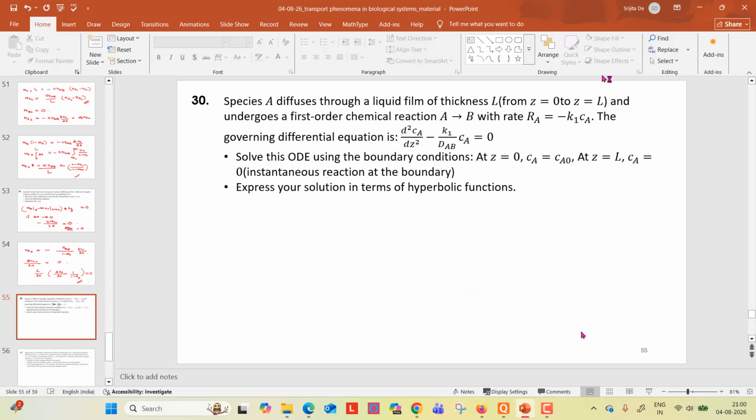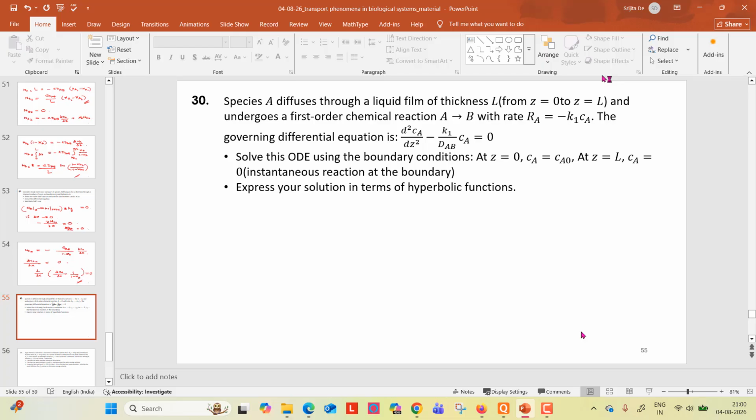Species A diffuses through a liquid film of thickness L and undergoes a first order chemical reaction A to B with rate Ra equals minus K1 Ca. The governing differential equation is this. Solve this ODE using the boundary conditions at Z equals 0 and Z equals L. Instantaneous reaction boundary condition. Okay.